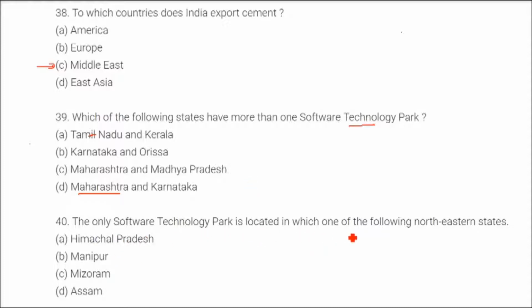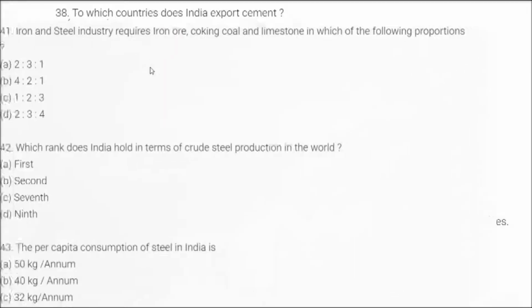The only software technology park is located in which one of the following north-eastern states? The answer is Assam. It is Guwahati in Assam. We have an STPI there, and Imphal is also coming up with one STPI.